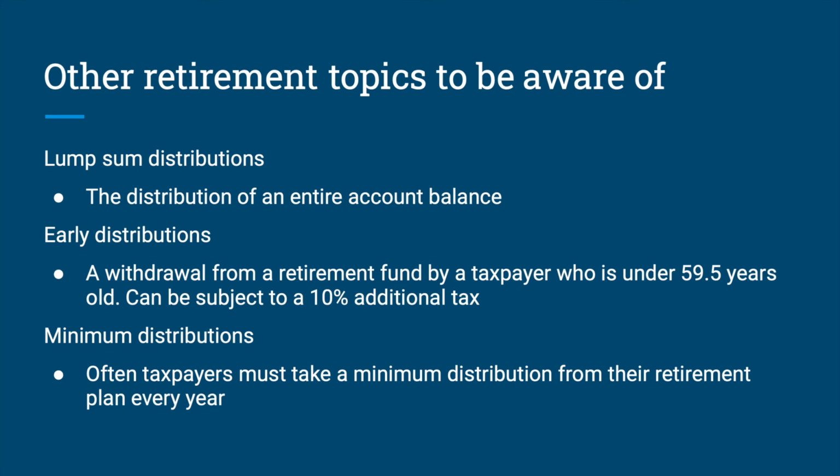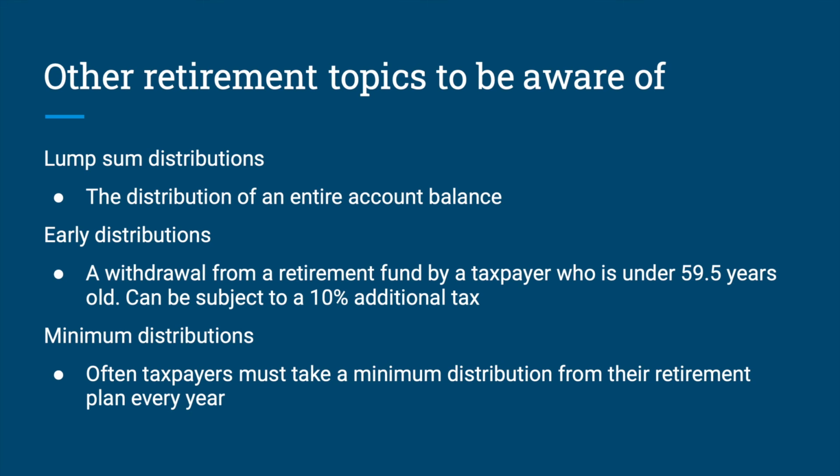And so the second topic to be aware of is early distributions and a withdrawal penalty from a retirement fund by a taxpayer who is under the age of 59 and a half years old. So basically, if someone's under the age of 59 and a half and they're withdrawing early from a retirement fund, they may be subject to paying additional tax. And so it's important, again, to refer to the resources if you think that there may be an early distribution occurring.